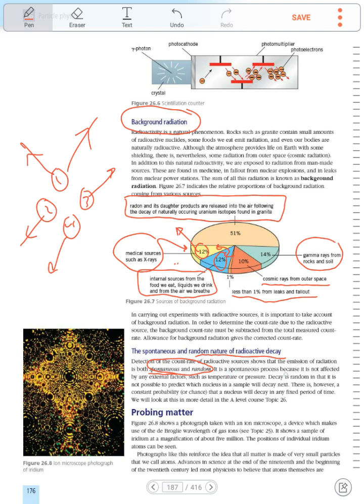It is a spontaneous process because it is not affected by any external factors such as temperature or pressure. If you increase the temperature or increase the pressure, you will not increase the amount of radiation which is getting out from the material. It is spontaneous.